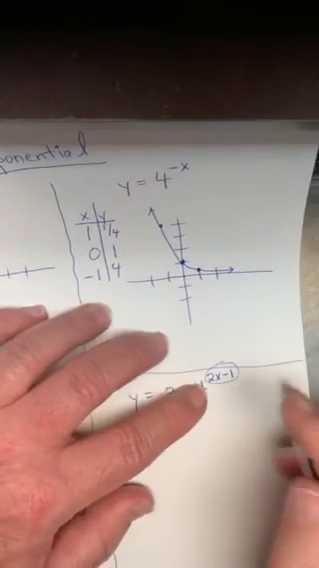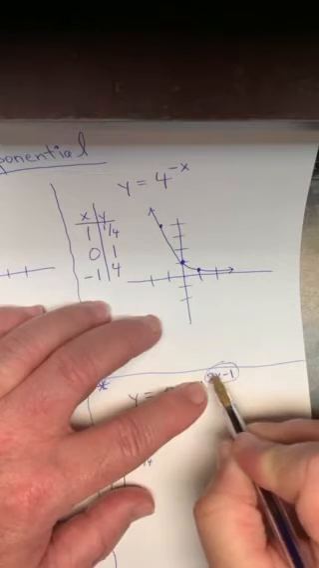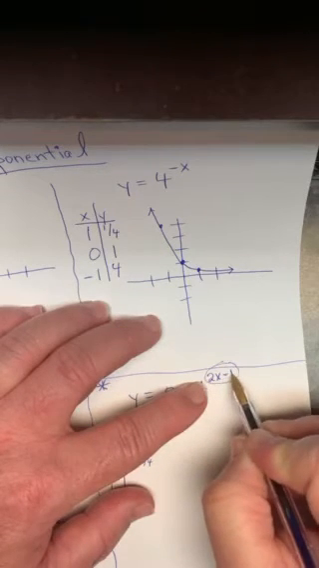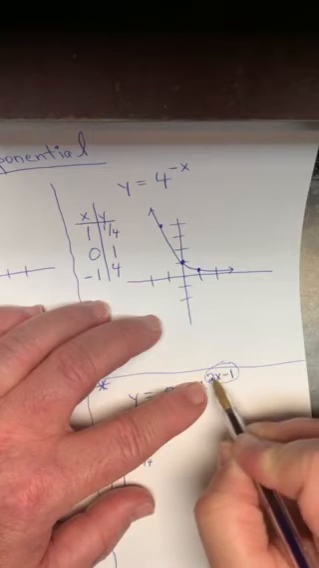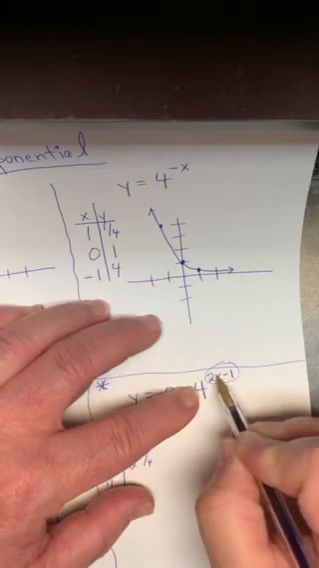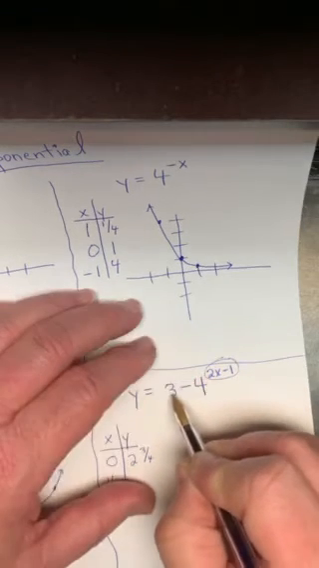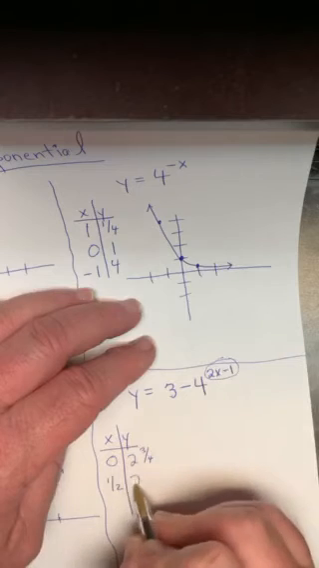Because watch, what's 2 times 1/2? Oh, well, that'd be 1. Minus 1 would give me 0, which is what we wanted. And 4 to the 0 power is what? Anything to the 0 power is 1. So 3 minus 1 gives me 2.